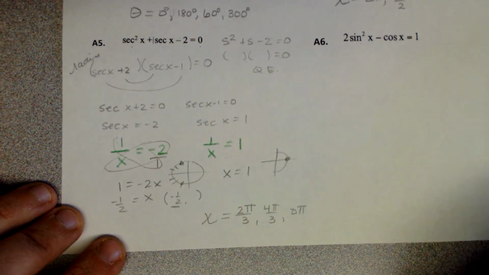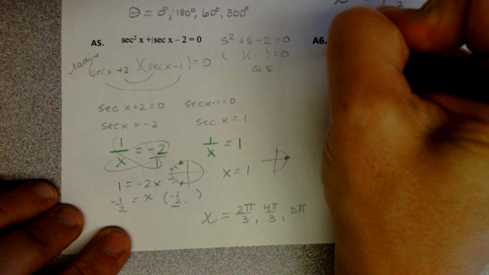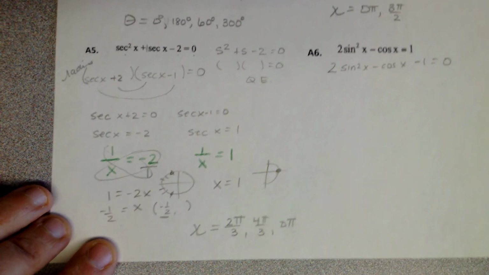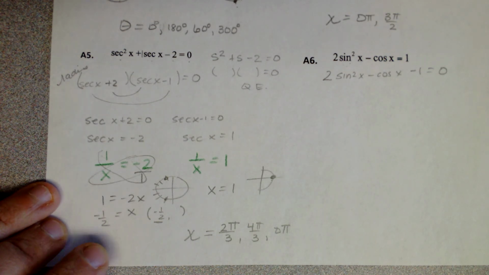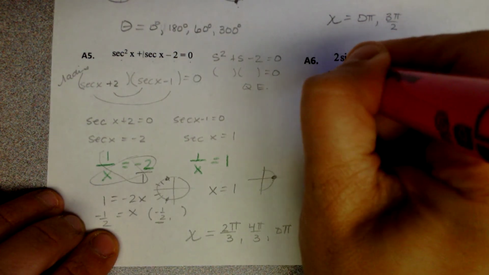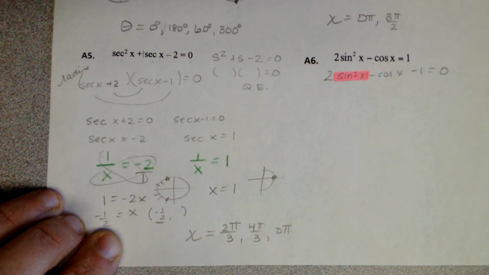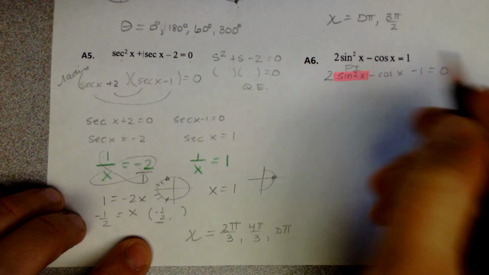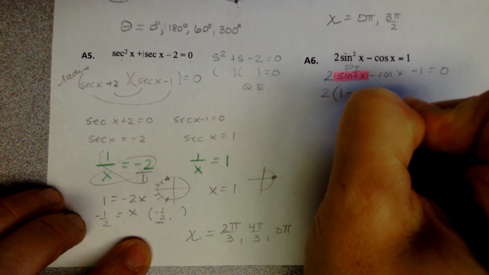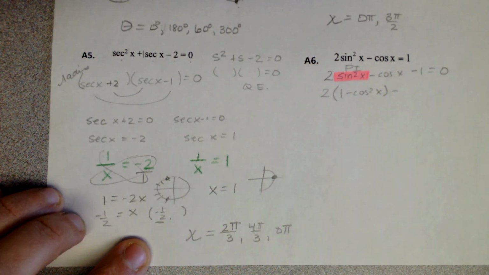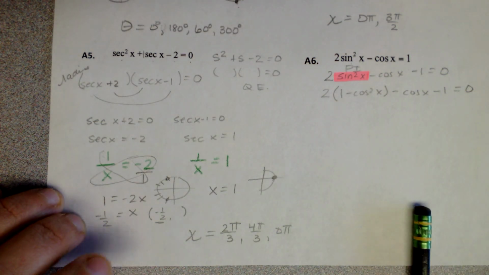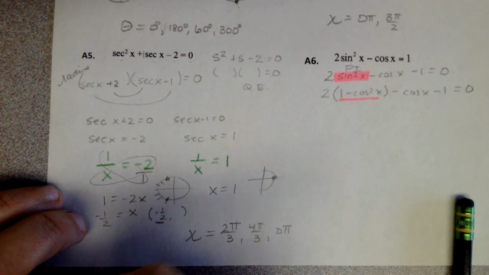When we move to the next problem, we cannot solve this when we have 2 different ratios. So we need a way to take sine squared x and convert it into cosine. And because we have a squared, the easiest is to use a Pythagorean identity. 1 minus cosine squared x minus cosine x minus 1 equals 0, where this is my substituted Pythagorean identity.